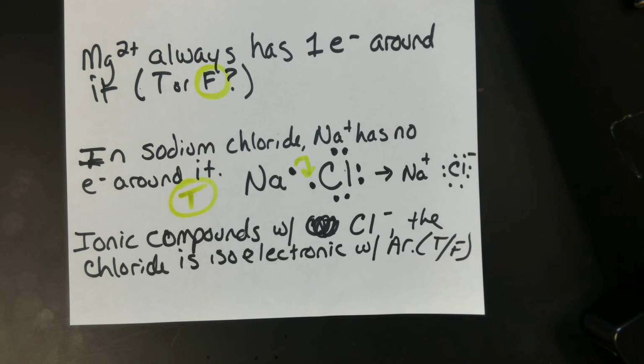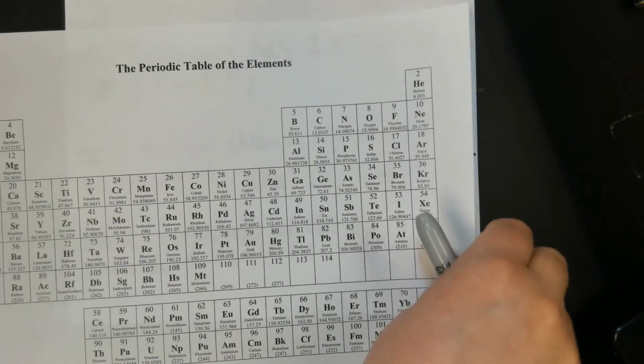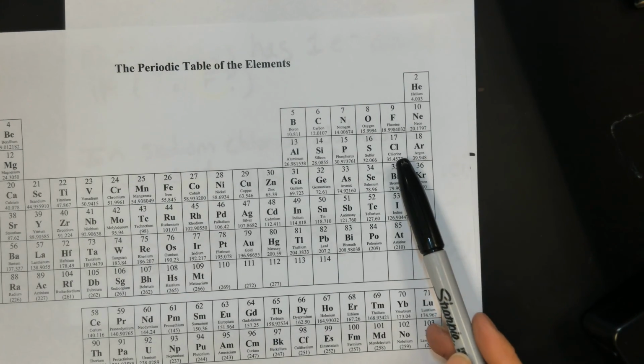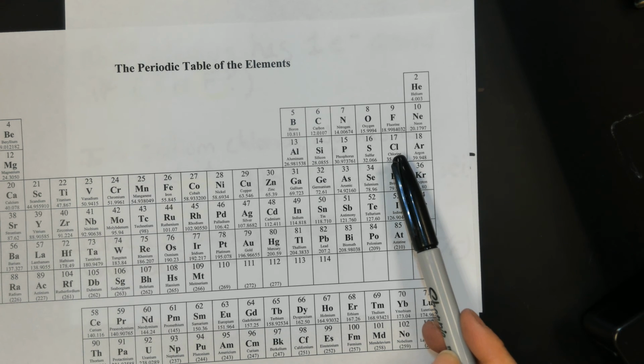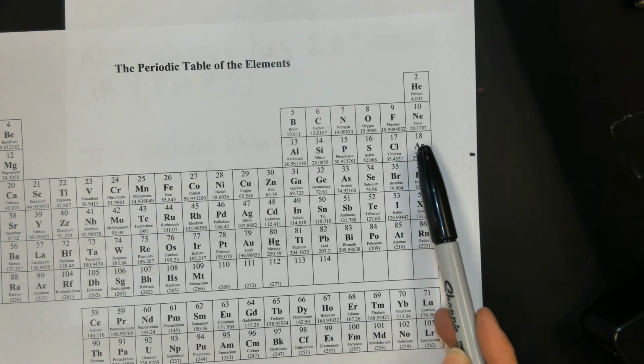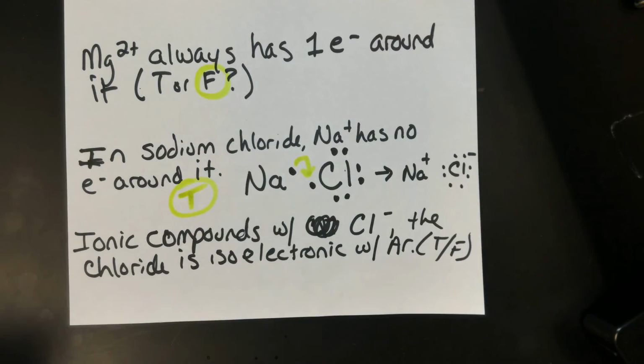So for Cl minus, if you're chlorine and you're Cl minus, that means you gained an electron. So you're going to go here. So you now have the electron configuration of argon. So the answer to that one would be true.